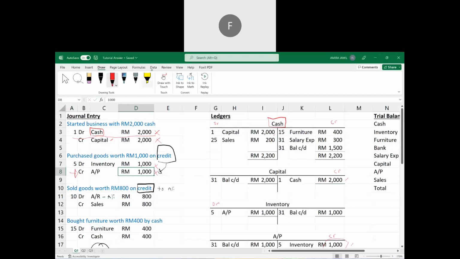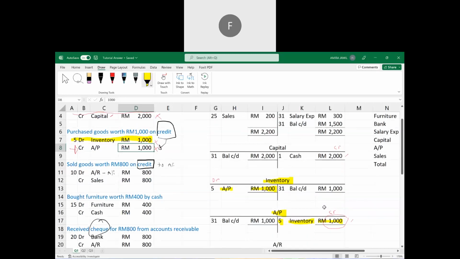For this part, 5 January, debit inventory. So open the T account of inventory. On the debit side, you write account payable, 1,000. And then you record the credit side, account payable. On the credit side, 5th January, inventory 1,000. This one.